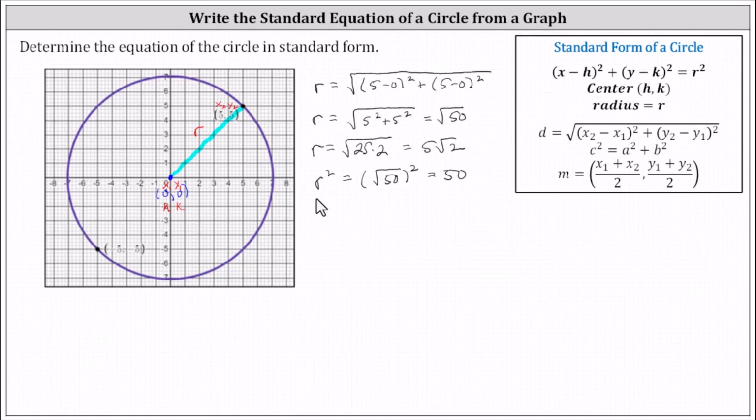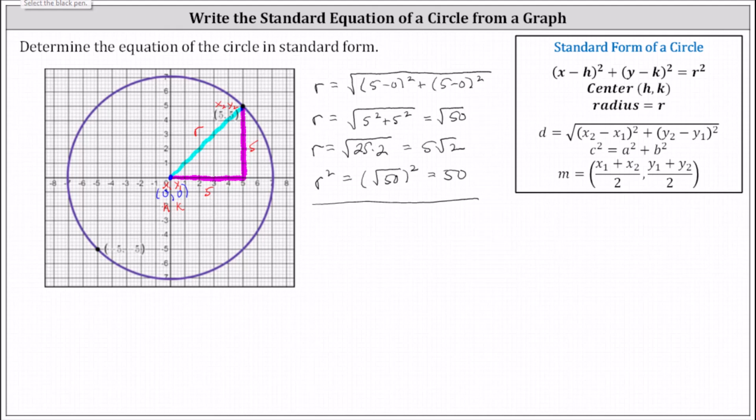And now let's also show how we can determine r and r² using the Pythagorean theorem. To use the Pythagorean theorem, we form a right triangle where the radius is the hypotenuse, and because the center is (0, 0), and we're using the point (5, 5), notice the horizontal leg of the right triangle would have a length of 5 units, and so would the vertical leg. So we can label this leg 5 and this leg 5, meaning both a and b in the Pythagorean theorem are equal to 5. And the hypotenuse c is really r, the radius.